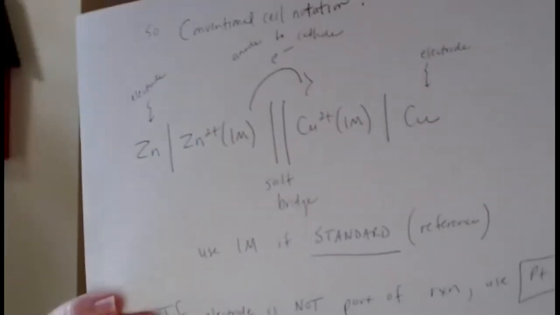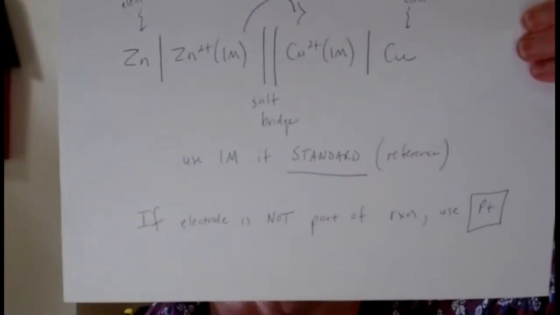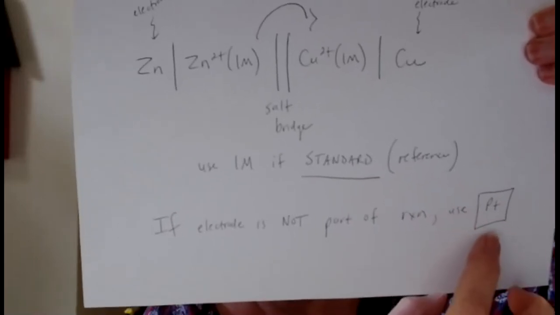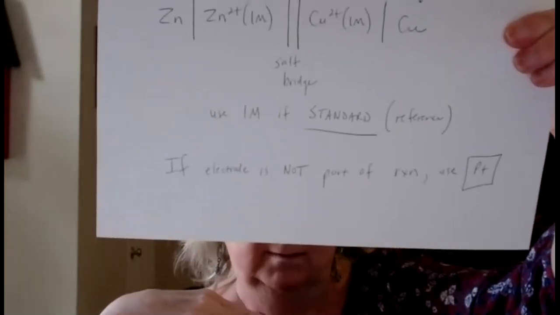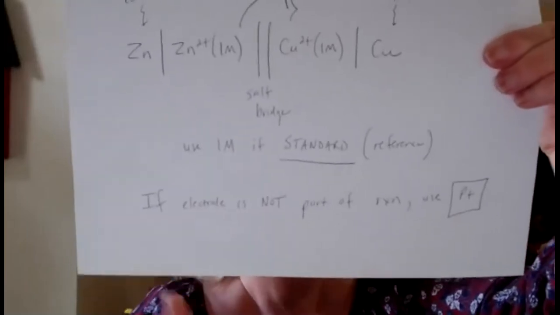Let's see what I have on the bottom. Okay, and then I have a little note here. What if we give you a half reaction that doesn't involve a metal? Then you're going to use platinum as one of the electrodes, because platinum is inert. It's not a very reactive metal. It's below hydrogen on your activity series. So we use platinum as the means to conduct the electricity. Now here's my example.